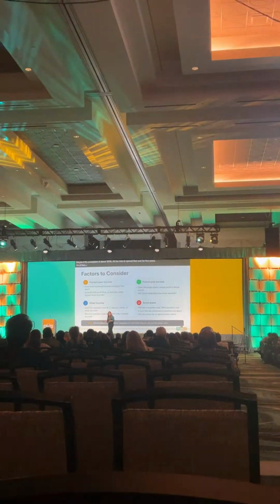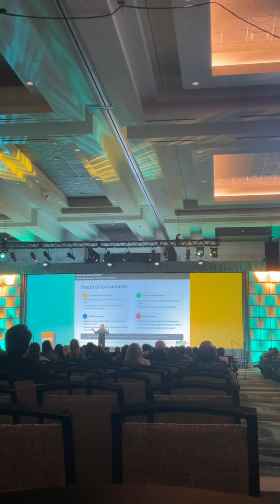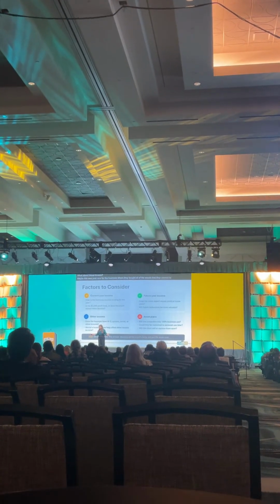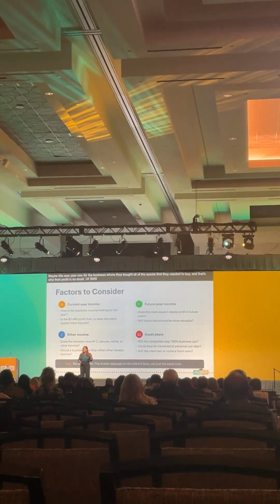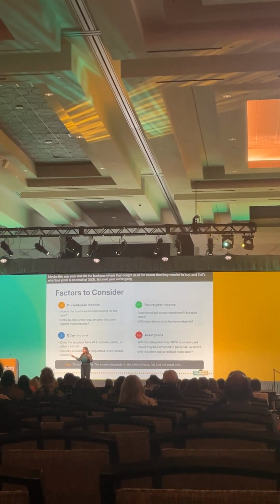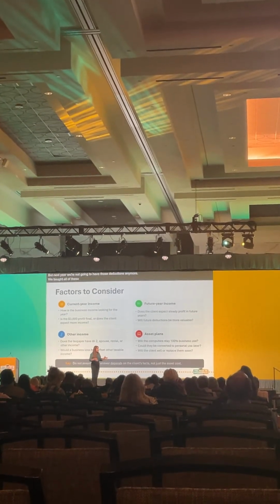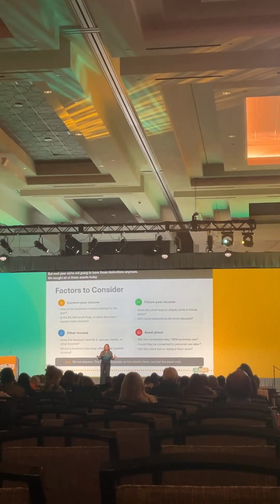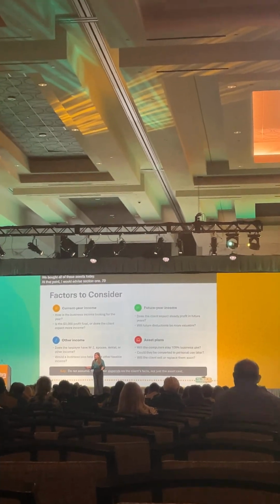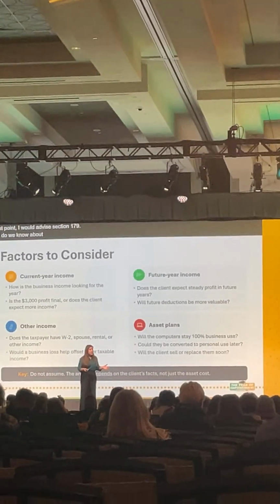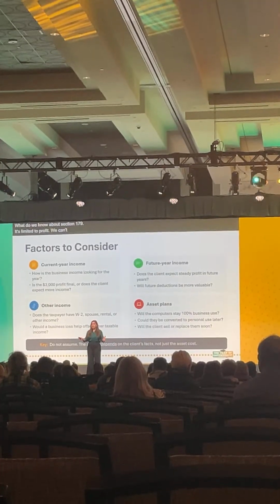What about future income? Maybe this was year one for the business, where they bought all of the assets that they needed to buy, and that's why the profit is so small of $3,000. But next year, we're not going to have those deductions anymore. We bought all of these assets today. At that point, I would advise Section 179. What do we know about Section 179? It's limited to profit. We can't create a loss.